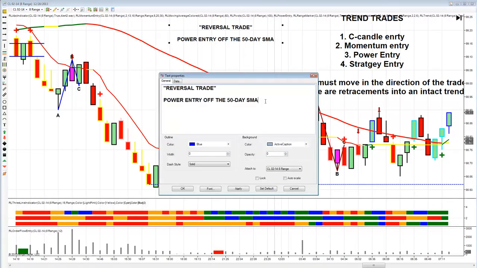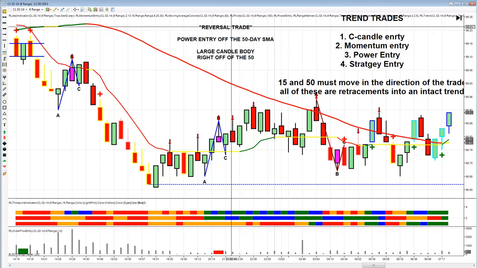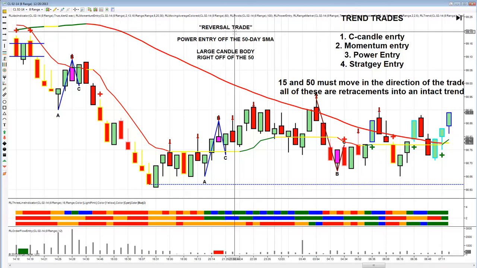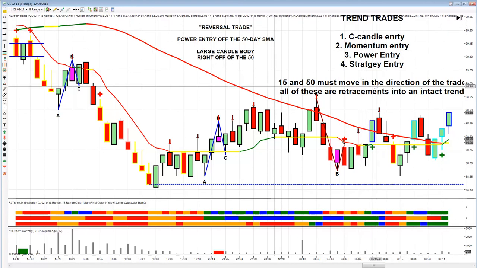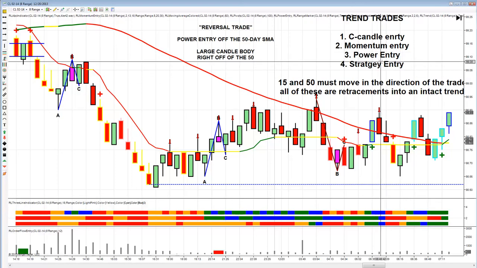And just remember, you want to take those entries with a large candle body that occurs right off of the 50. If you do that, you're going to enhance your probability for success. Now, as I mentioned, these are the riskiest trades we take, but they are some of the most lucrative trades we take. You can elect not to take them, and you can elect simply to go with our trend trades: our C candle, our momentum, our power, and our strategy. These are our most successful trades, and these have the highest probability of success.